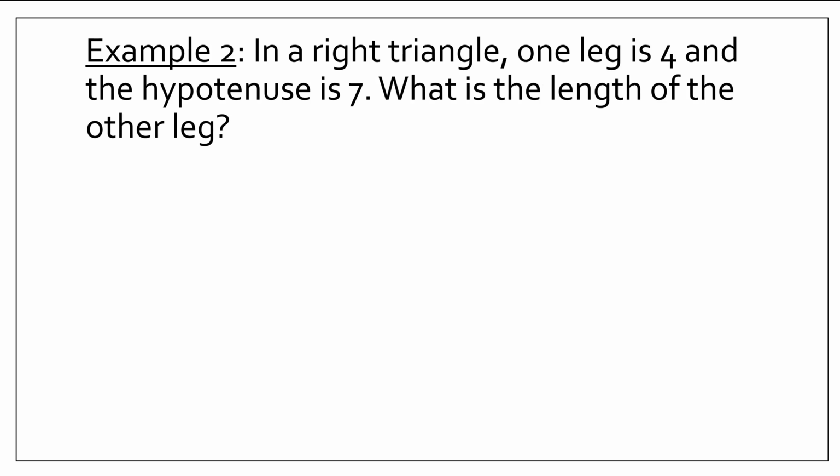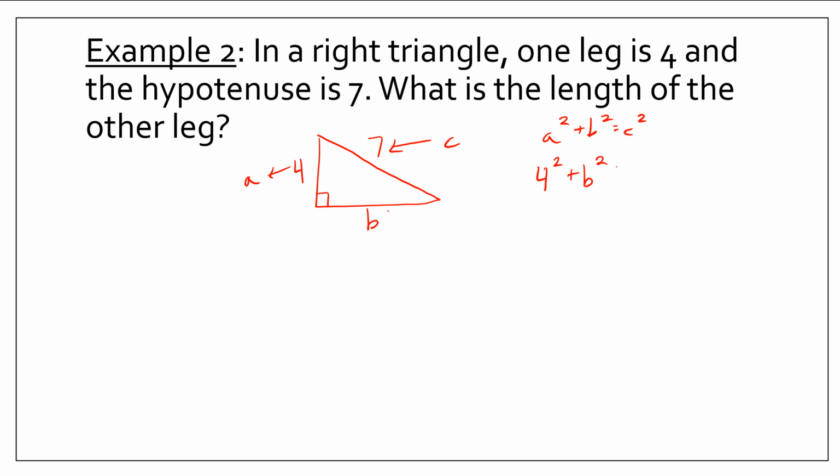Okay, next one. In a right triangle, one leg is 4, the hypotenuse is 7. What's the other leg? Okay, so let's just draw this right triangle real quick. We can draw any right triangle we want. We're saying one leg is 4, we're saying the hypotenuse is 7, and I want to know what this length is. So remember, the legs are always a and b, and the hypotenuse is c. Let's call this a. I'm solving for b. So when I'm plugging into my a squared plus b squared equals c squared, 4 would go in for a. I'm going to solve for b squared, and that's going to equal 7 squared.